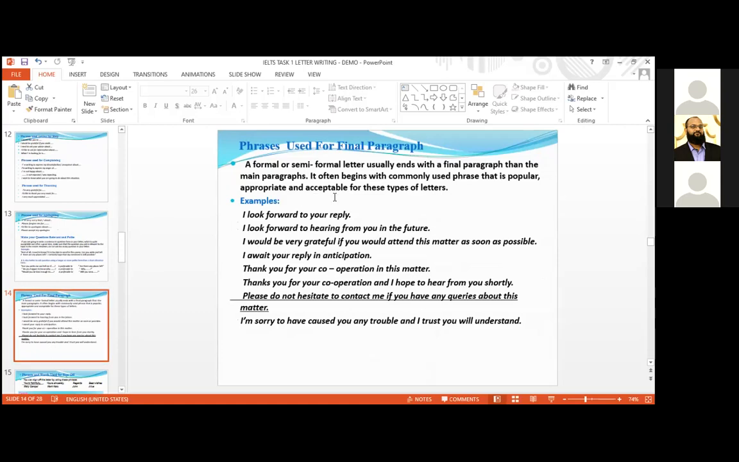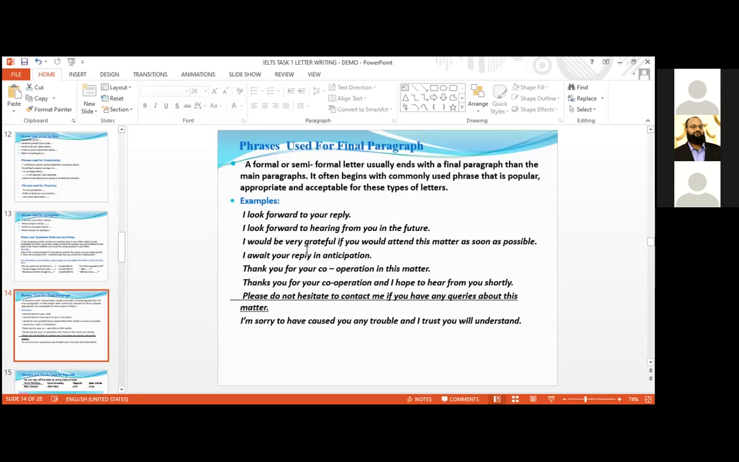ठीक है, अगर आप किसी को खत लिख रहे हैं और आप चाह रहे हैं कि भाई उनकी तरफ से आपको रिप्लाई आए, तो you may ask them, or you may write, I look forward to your reply. Okay, if you have done something wrong and you want the reader to cooperate with you, so you may ask them, thank you for your cooperation in this matter.